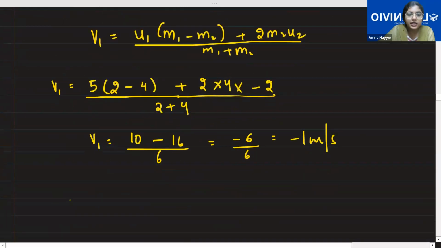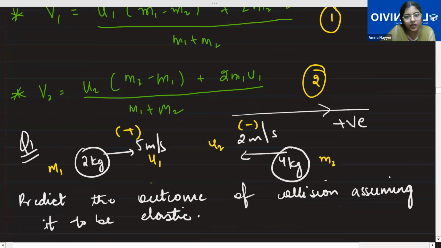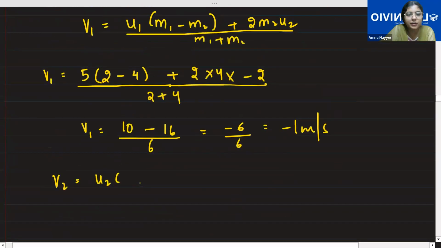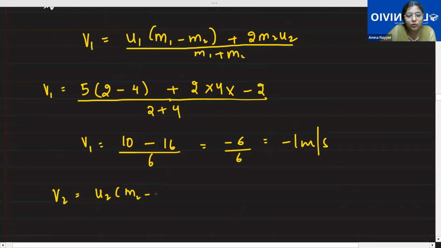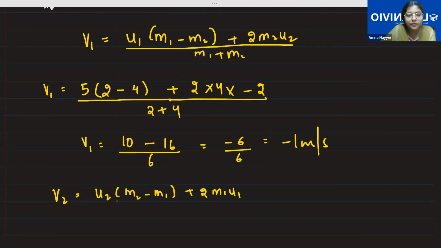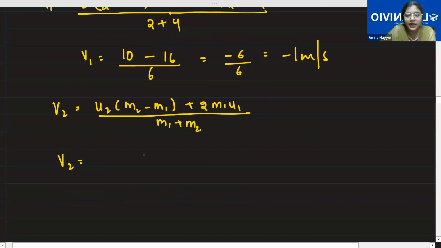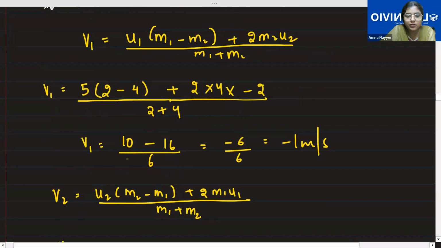And when we say V2, this will be U2, M2 minus M1. Wherever you have 1, we'll just replace it. So this will be M2 minus M1 plus 2 M1 U1 divided by M1 plus M2. So see, Sanidhi, can you fill up the values?